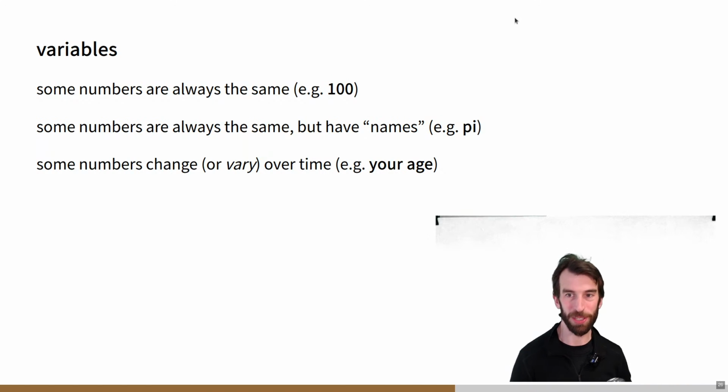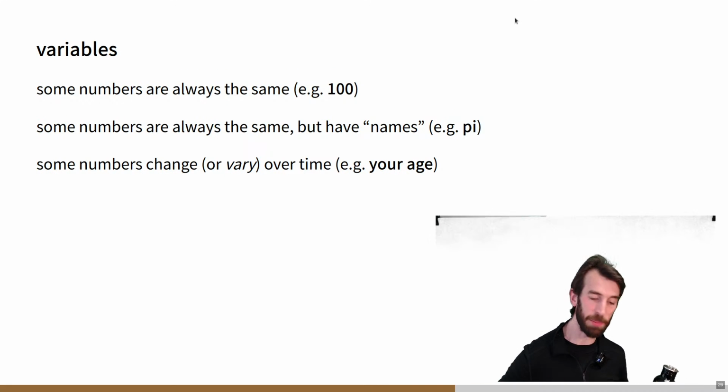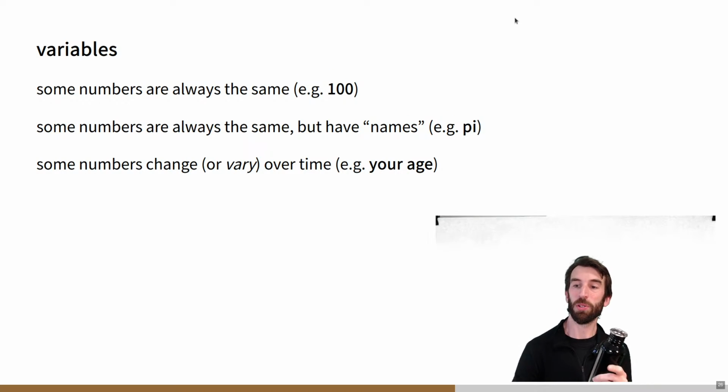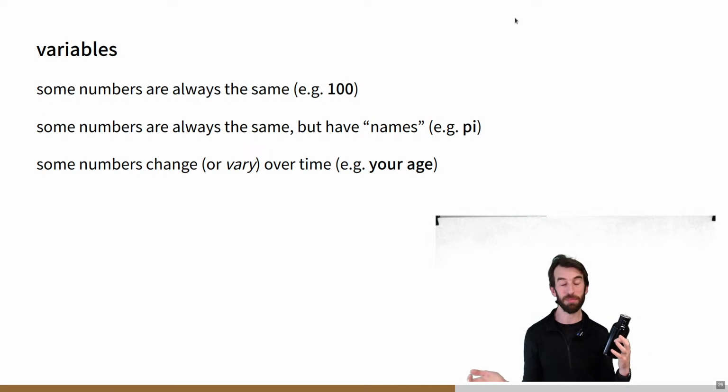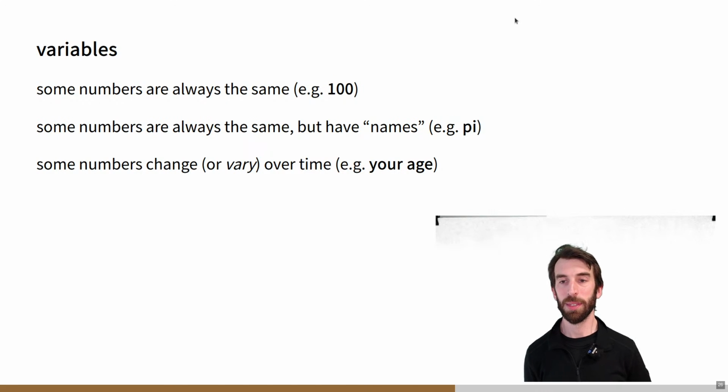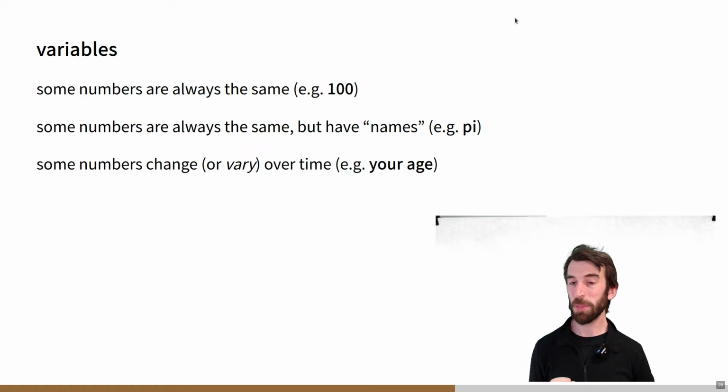Variables, overview of variables. Some numbers are always the same, just like 100. We have a lot of numbers which are always the same in my sketch. No matter how many times you run that draw loop, 100 will always be 100. Some numbers are always the same, but they've got names, okay? Like pi, right? Pi never changes. No matter how much people would like it to, it's always the same. There's some numbers which change or vary over time. Maybe your age or numbers of planets in the solar system. Sometimes a constant, sometimes a variable. We call those ones a variable.